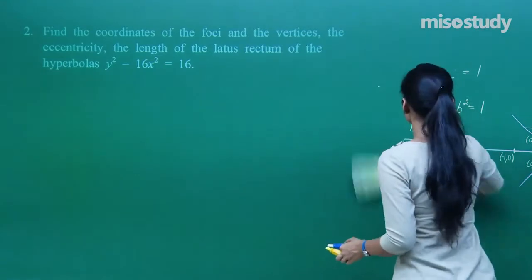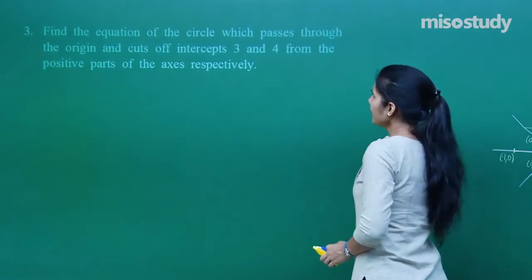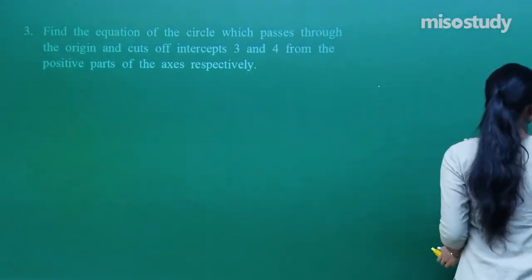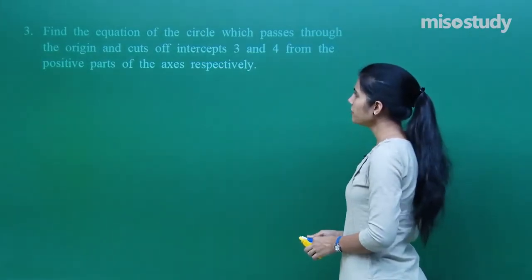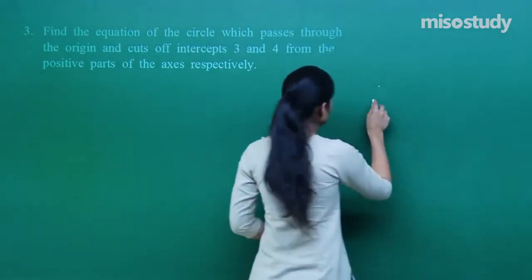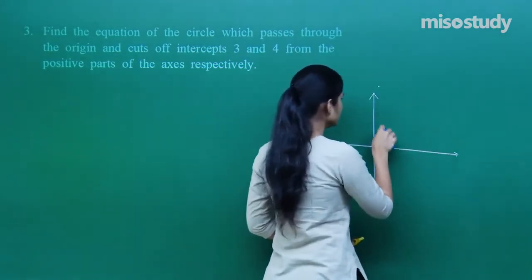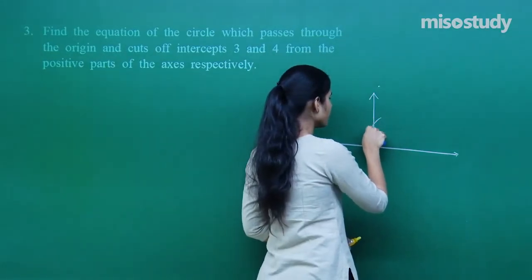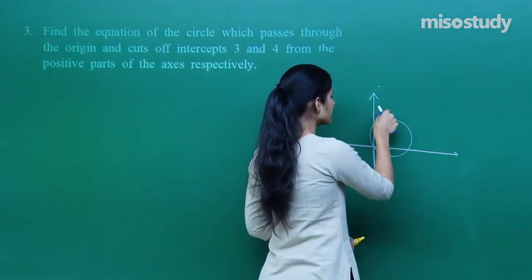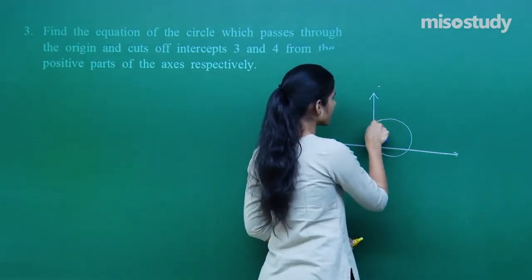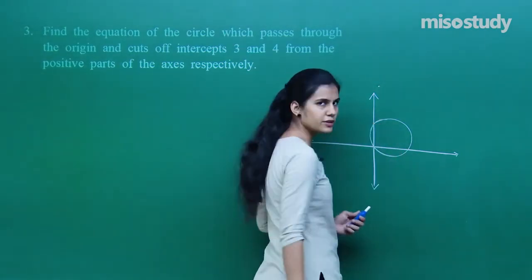Next question says what? Let's try to examine that. We have the third question saying find the equation of the circle which passes through the origin and cuts off intercepts 3 and 4 from the positive parts of the axis respectively. So here basically the circle is doing what? The circle is passing through origin, somewhat like this. It is cutting off an intercept on the positive x-axis, cutting off an intercept on the positive y-axis.